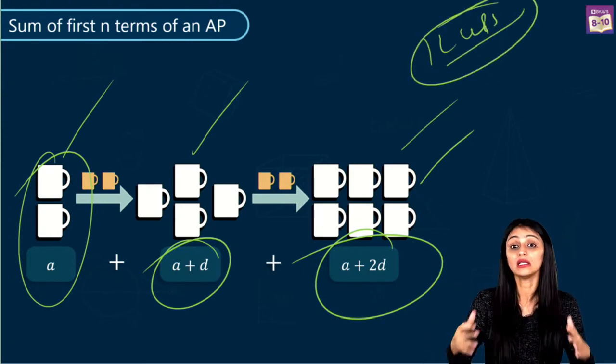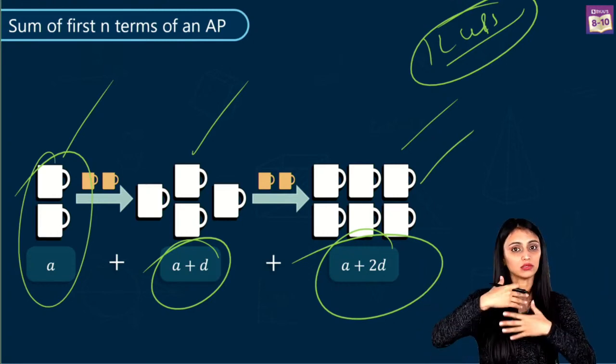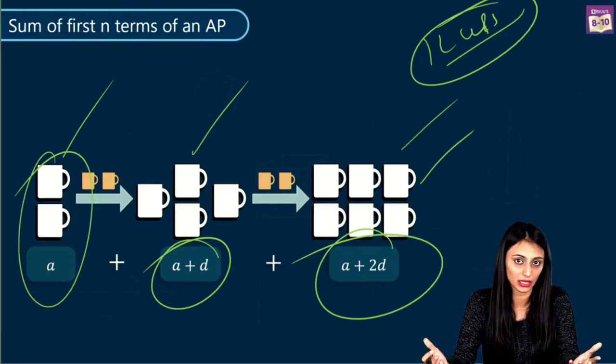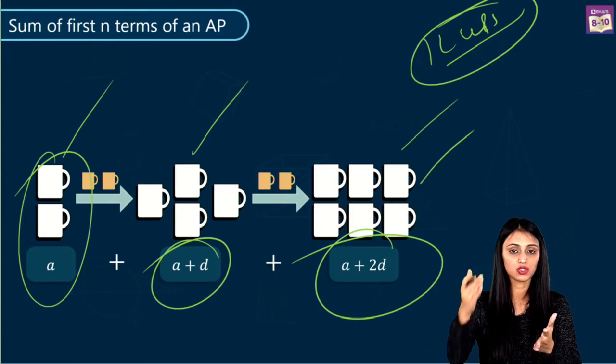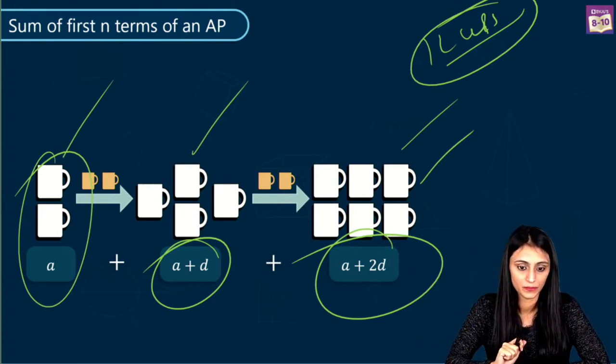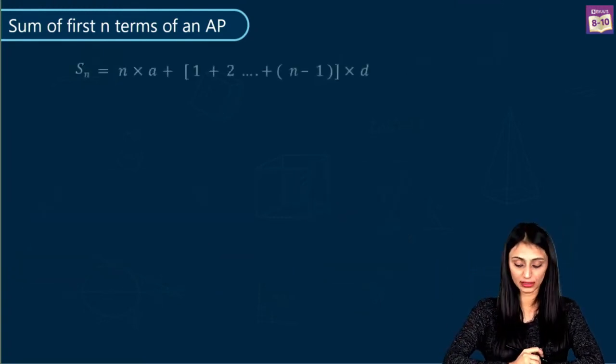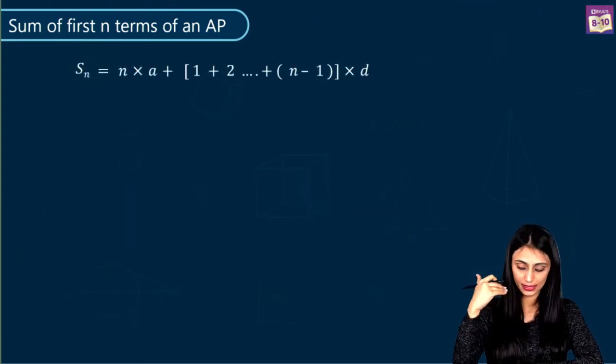But what if the number of days are increased over here? What if the number of days is a bigger number? How will you find it out in that case? It's not possible for us to add up the number of cups on each day and then give the answer, right? So there is a general formula for that, and now we are going to learn how that is coming.